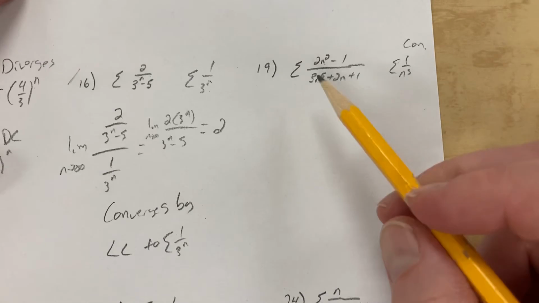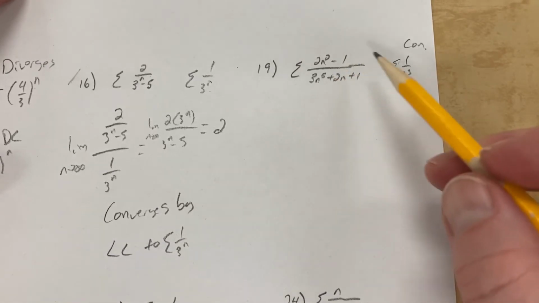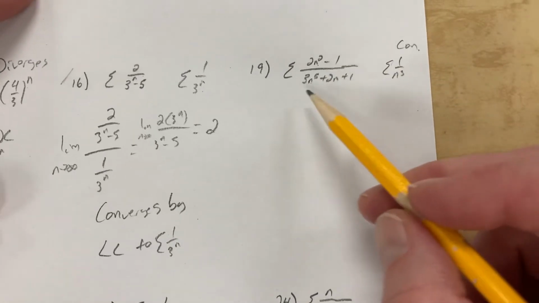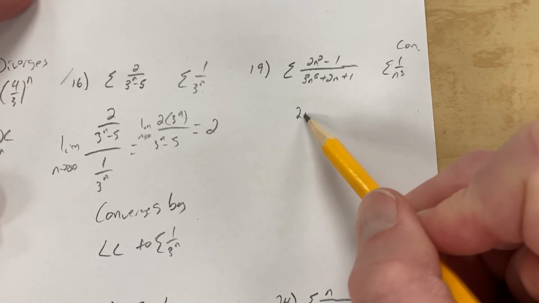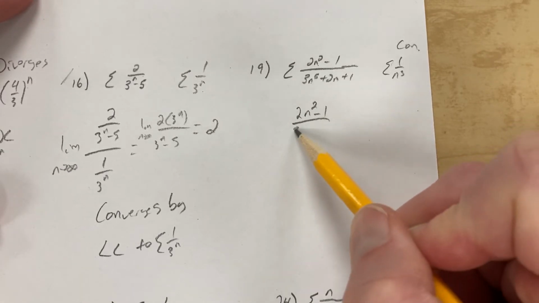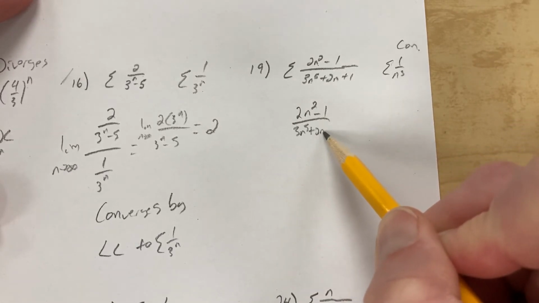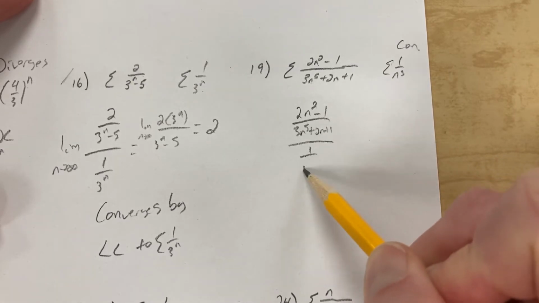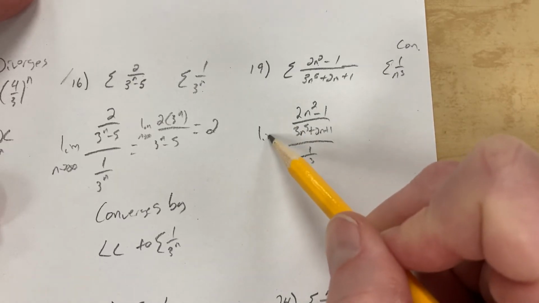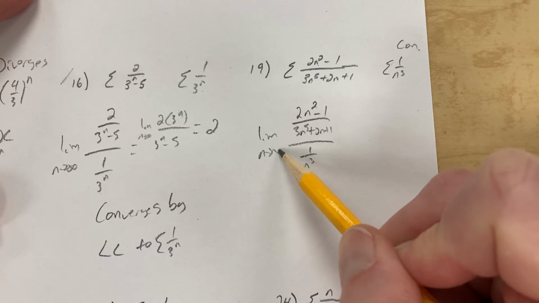Okay. Now again, I can't compare. There's too much going on here to know which one's bigger or smaller, so I'm just going to go ahead and take the 2n squared minus 1 over 3n to the fifth plus 2n plus 1 and divide it by that 1 over n to the third. And I'm going to take the limit as n goes to infinity of that.